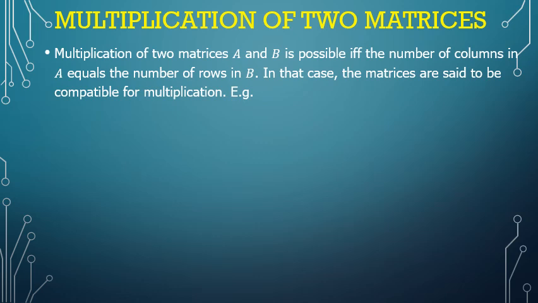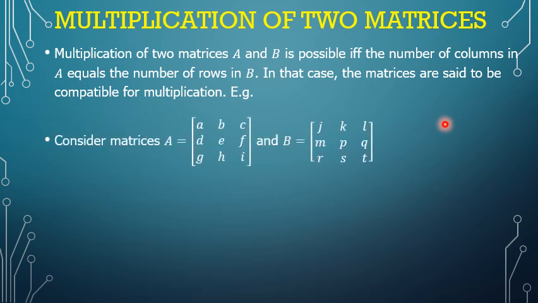That is, the number of columns in the first matrix, in this case we are multiplying AB, so it will be matrix A, should be equal to the number of rows in matrix B. If it were BA, the number of columns in B should be equal to the number of rows in A. In that case, we will say that those two matrices are compatible for multiplication.